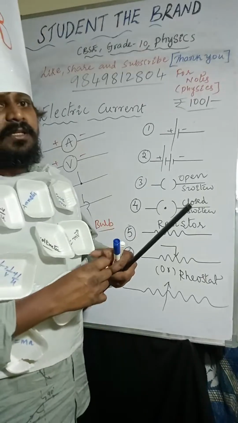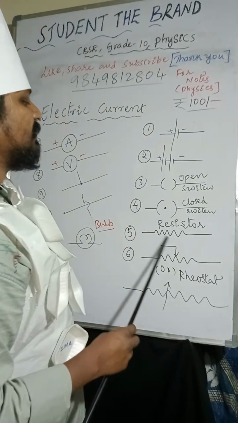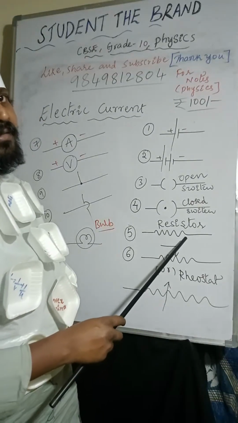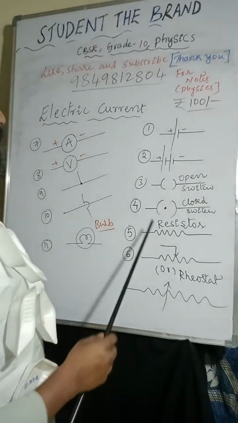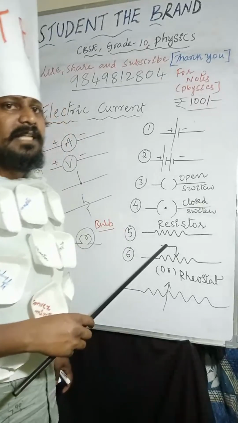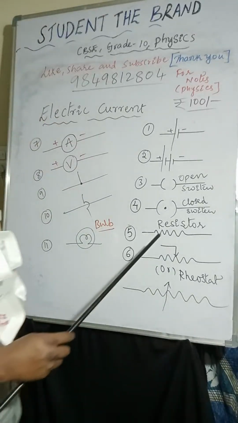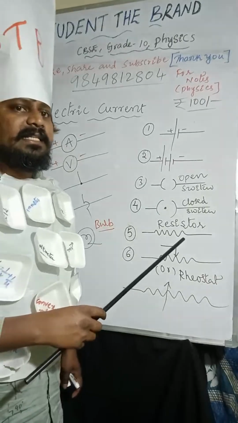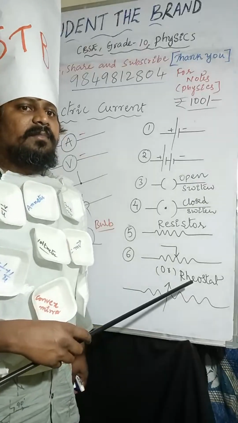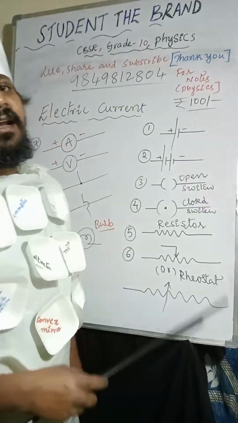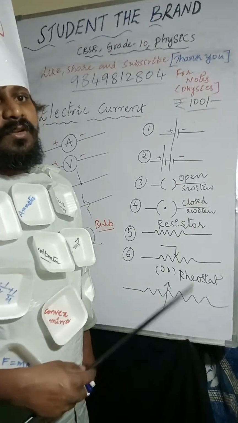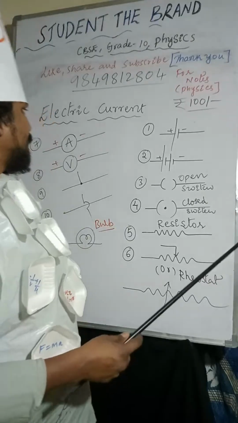Now you can observe the resistor. A resistor is a device which is used to oppose the electric current in the circuit. Resistance is the phenomenon of opposing the electric current. A rheostat is used to regulate the current without changing the voltage source.